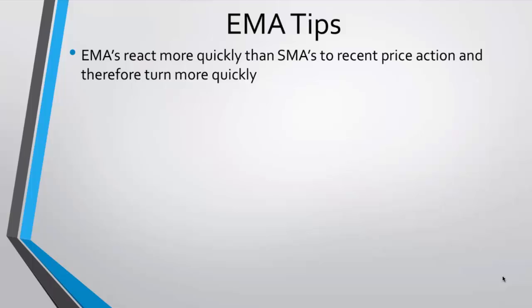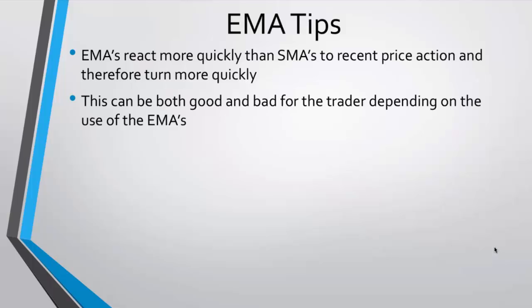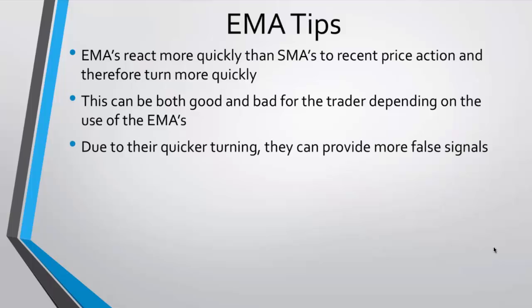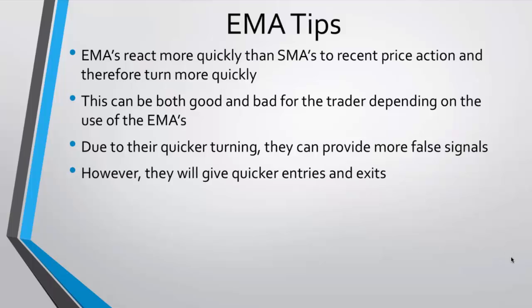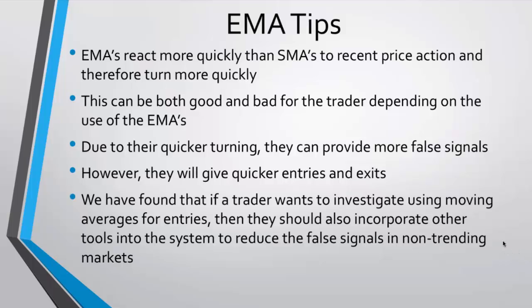Exponential moving averages react more quickly than simple moving averages to recent price action and therefore turn more quickly. In most of the trading and educating that Mike and I do, we put more importance on recent price action than on past price action. This can be both good and bad for the trader depending on the use of the EMA. Due to their quicker turning, they can provide more false signals if you're using them for trade entries. However, they will give quicker entries and exits if that's something that fits with your method of trading.